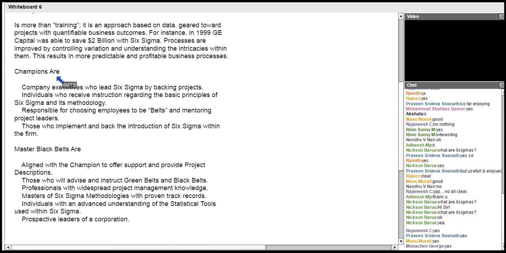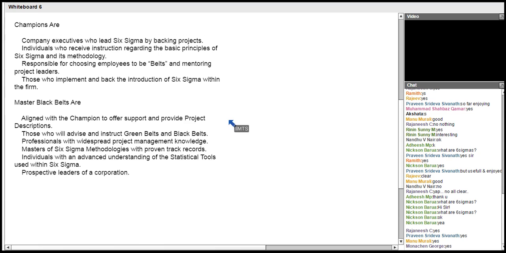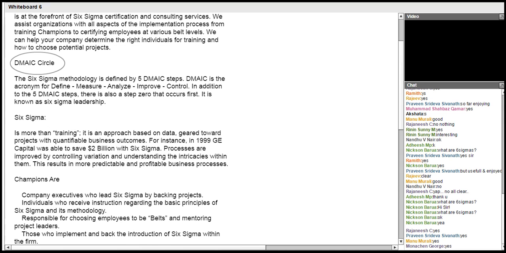Champions are company executives who lead Six Sigma by backing projects. They receive instruction regarding the basic principles of Six Sigma and its methodology, are responsible for choosing employees to be belts and mentoring project leaders, and implement and back the introduction of Six Sigma within the firms. When you appear for and clear the Six Sigma exam, there are different belts they offer. The black belt they will offer, the green belt they will offer. So this is for those people who are appearing for the Six Sigma exam.